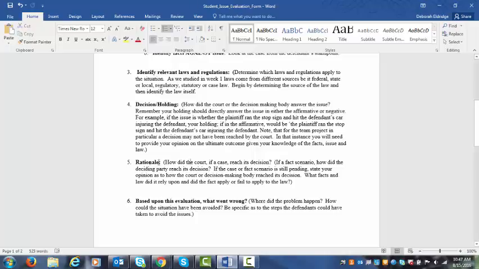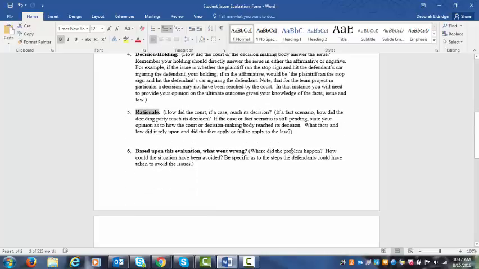Now, the rationale section is always going to be the longest section of your evaluation, because it's where you're going to go into the details of explaining how the court reached its decision, how you reached your decision as a team, or whatever the case may be. This is where you're going to articulate how you got there. And what that means is, I want you to look at this as if it's a closing argument. You're going to talk about the law, you're going to talk about your issue, you're going to talk about the facts, and you're going to talk about how you reached your holding.